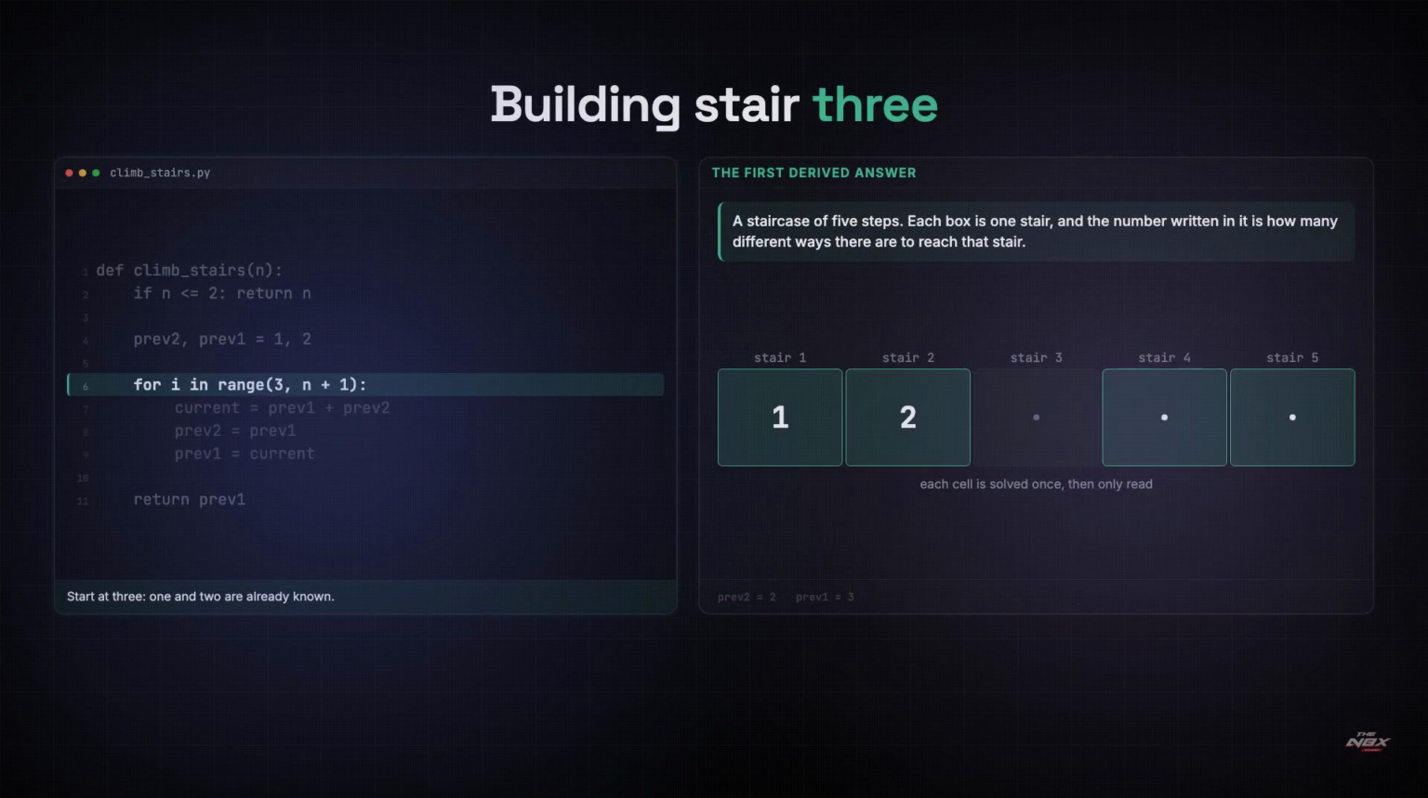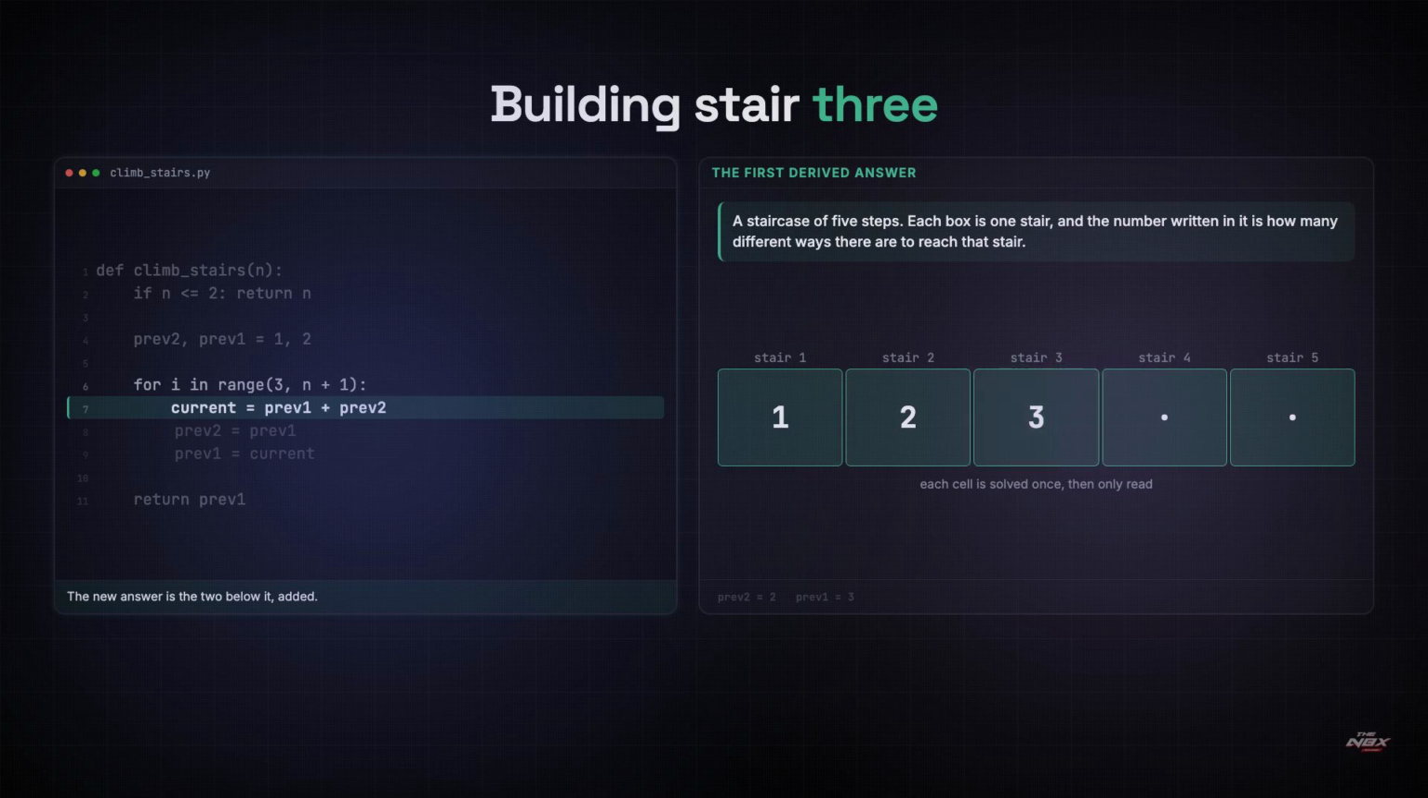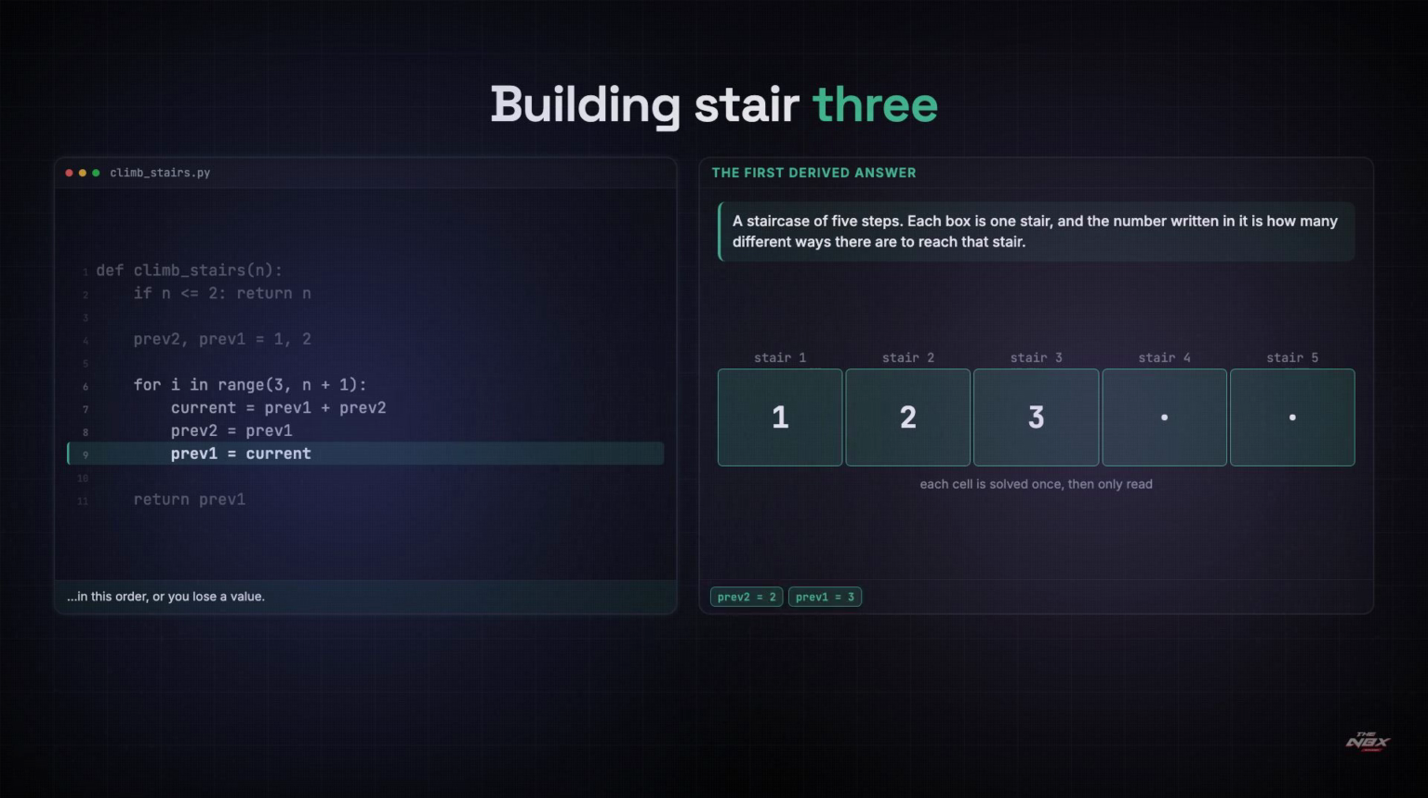The loop starts at stair 3, because 1 and 2 are already known. Current equals previous 1 plus previous 2, so 2 plus 1 is 3 ways to reach stair 3. Then the notes slide forward. Previous 2 takes previous 1's old value, and previous 1 takes the answer we just computed. Previous 2 is 2 now, and previous 1 is 3. That slide is where people slip because the order matters. Overwrite previous 1 first, and you've destroyed the number previous 2 is about to take.